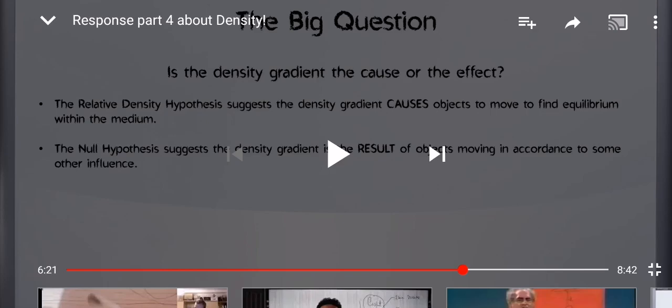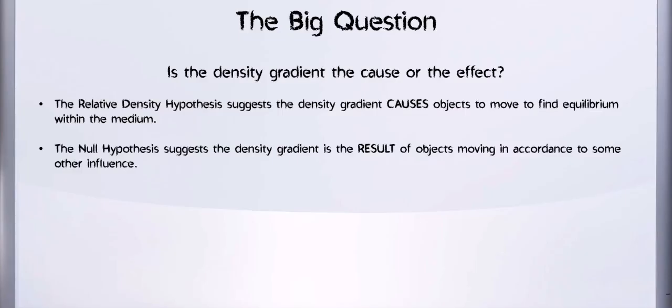The density gradient, the relative density, is the result of the same external influence that causes the helium balloon to move. So these are our two options. Either relative density says that the reason the helium balloon rises is because of the existence of a density gradient.